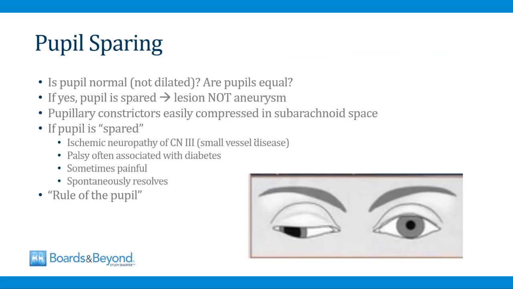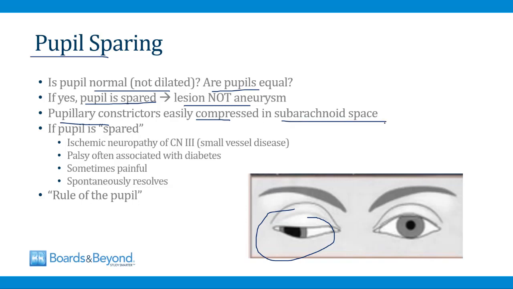In any patient who has a cranial nerve 3 palsy, one of the most important things you need to do is evaluate the pupil and ask yourself if it's normal or not. If the pupil is normal, that means it's not dilated, and it will also be equal with the pupil on the other side. If this is the case, we call this the pupil being spared in a cranial nerve 3 palsy. When the pupil is spared, that's very good news for the patient because that means the lesion is not an aneurysm. If the pupil is involved, meaning there's a dilated pupil like what's shown in this image on the screen, then that means the pupillary constrictors are being compressed, and they are easily compressed in the subarachnoid space, and the thing that usually causes this is a posterior communicating aneurysm.